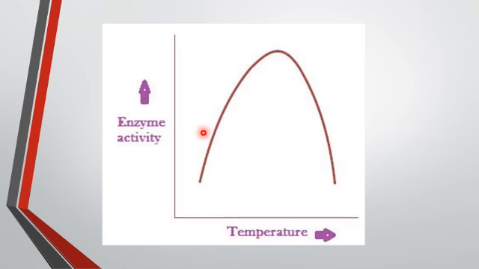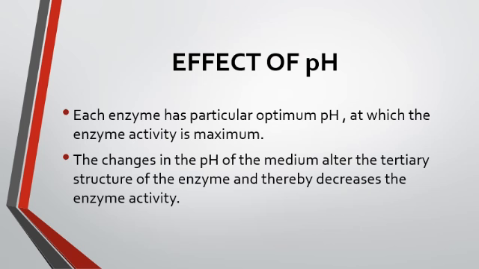So in this graph you can see the activity of the enzyme is maximum there, because this is considered to be the optimum temperature. This is lesser than the optimum temperature, this is greater than the optimum temperature, but that is the most favorable temperature. The next factor is the effect of pH.